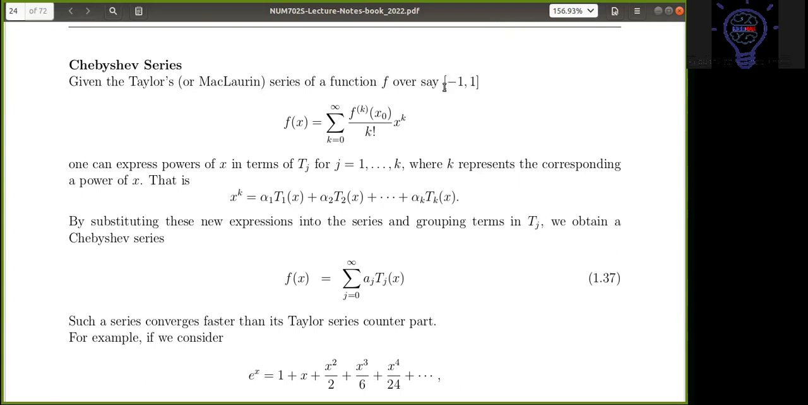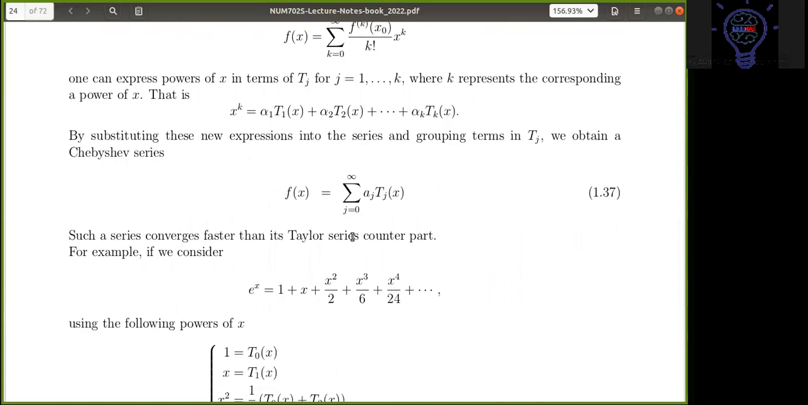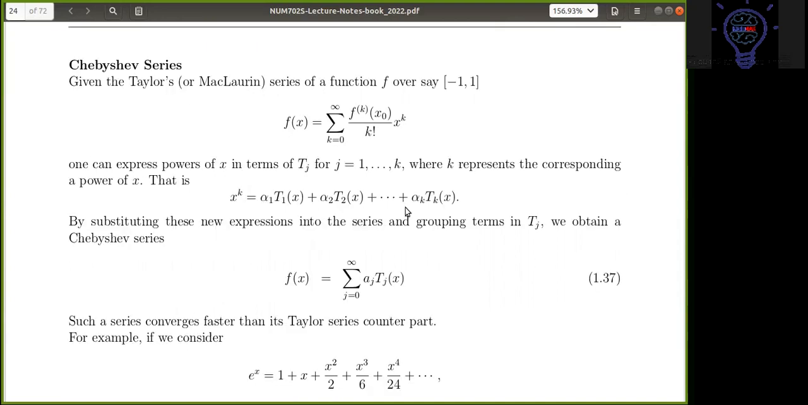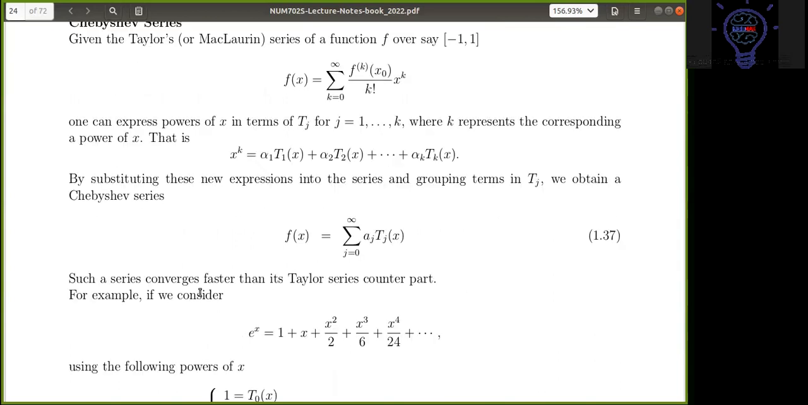If f is defined over an interval a, b, we have to perform a change of variable and obtain the corresponding expansion. So we will assume that f is defined over the interval negative 1, 1. Okay, now to illustrate what I just mentioned, that is, substituting all the x to the k by a linear combination of the Chebyshev polynomials and substituting in our series, we obtain something.